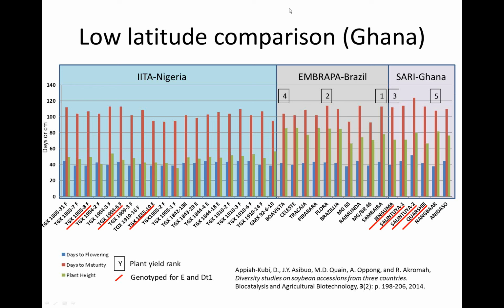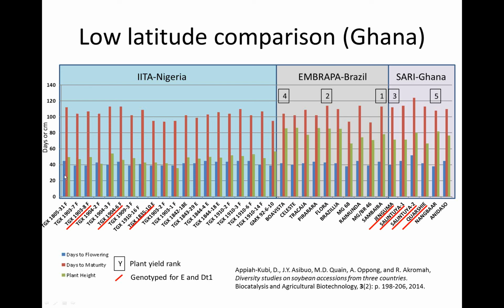So this slide is a representation of some supplemental data that came out of the paper mentioned down here. Dr. Akrama, I was hoping would be on today, but I don't see him on the list. So this is data from his group where really they did an experiment to look at genotypic diversity on 36 soybean accessions from 3 countries. And I've taken from their supplemental data to make this figure so that the 36 lines are represented on this axis. They come from IITA in Nigeria, Embrapa in Brazil, and the SARI station in Ghana.